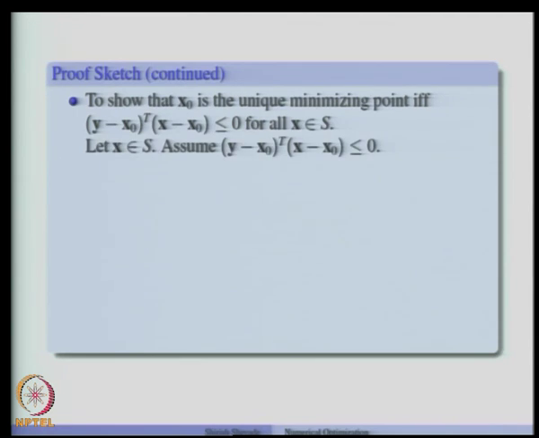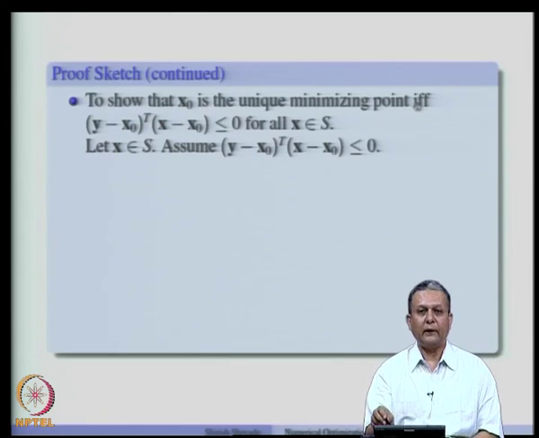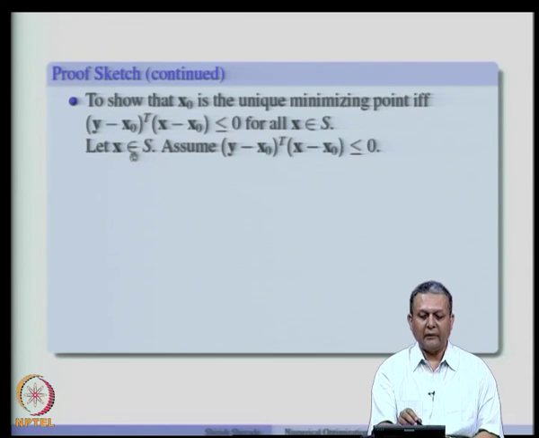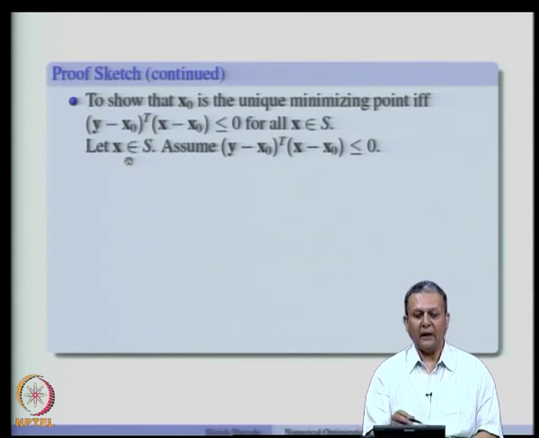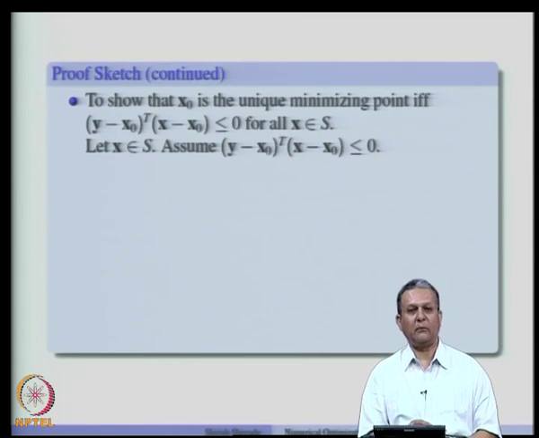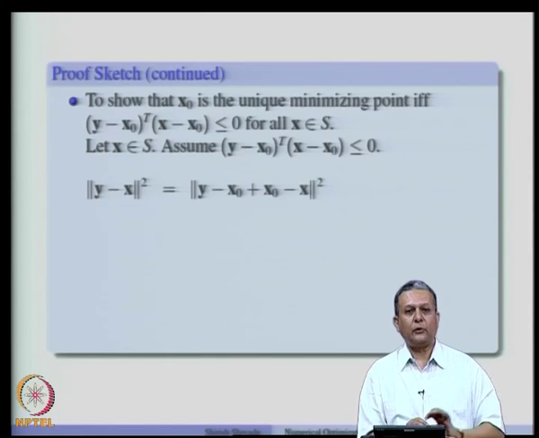Okay. So, let us remember that we have to show if and only if, so we have to show it both ways. Let us assume that for some x belonging to S, the inequality (y minus x naught) transpose (x minus x naught) less than or equal to 0 holds. Then we have to show that in such a case x naught is indeed the unique minimizing point. Now, how do we show that?